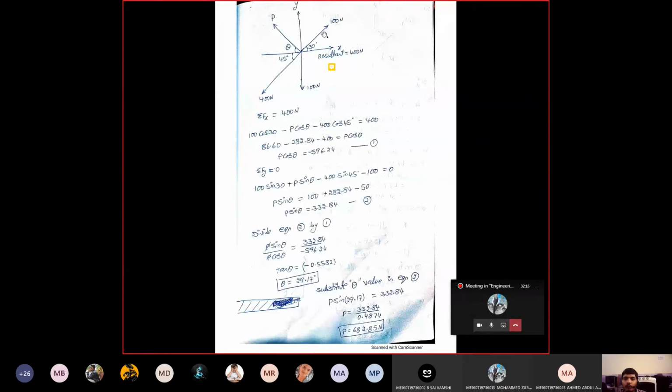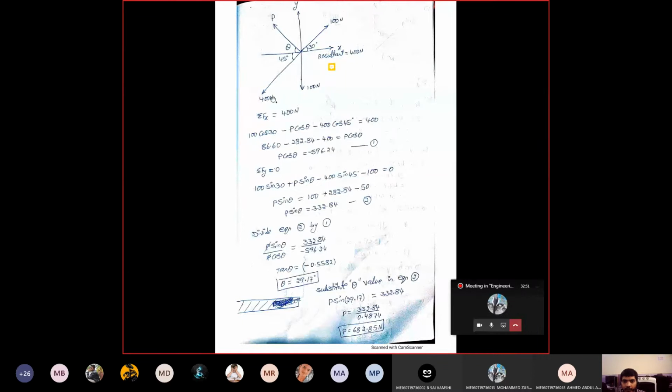Now tell me, how to resolve these forces vertically? I want to bring this 100 Newton along the y-axis. What can I write? Resolve this force vertically. 100 sin 30, can I write or not? Yes, sir, 100 sin 30. Now tell me, similarly this force P. I want to bring this P along the y-axis. What can I write? P sin theta. Very good, P sin theta.